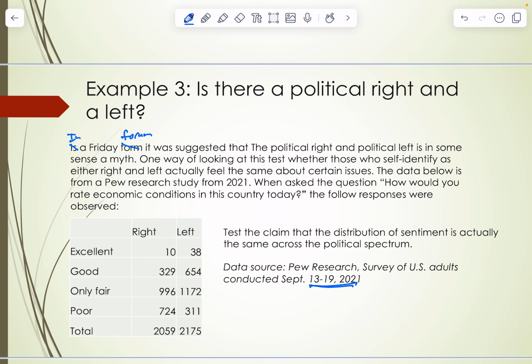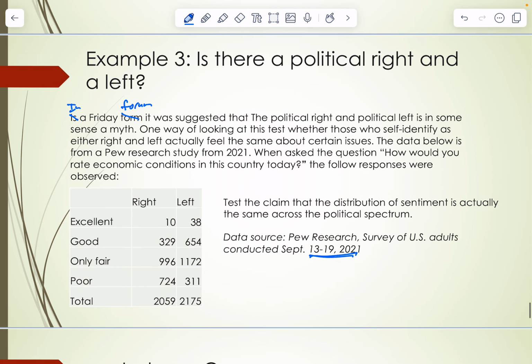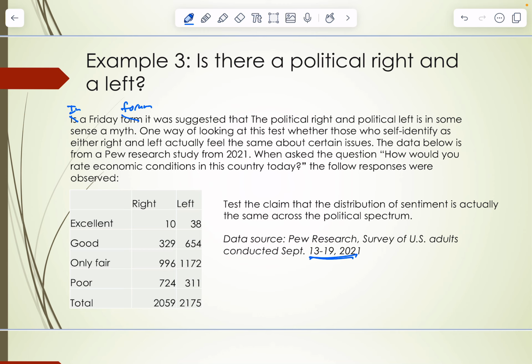Okay, so the data below is from a Pew Research study from 2021. When asked the question, how would you rate economic conditions in this country today, the following responses were observed. 10 people who self-identified as being from the right said excellent. 329 said good. Only fair was said by 996 people who identified as being from the right, and so on. So the test claims that the distribution of sentiment is actually the same across the political spectrum.